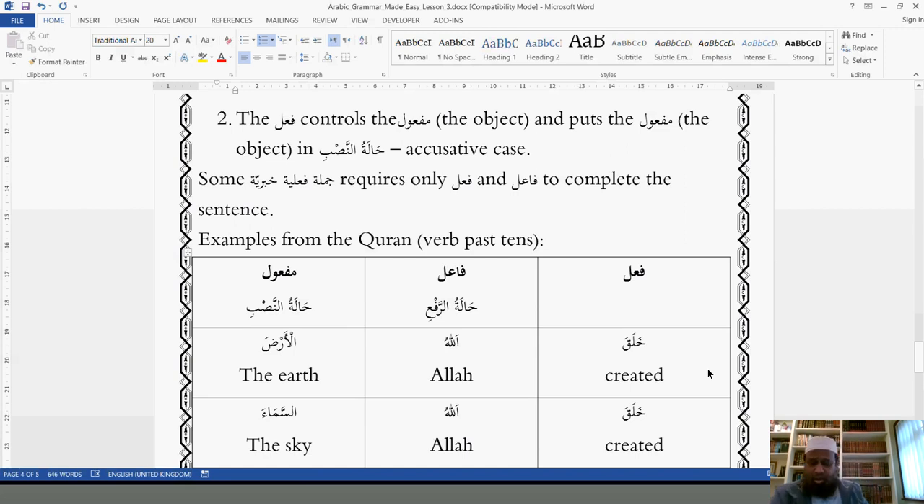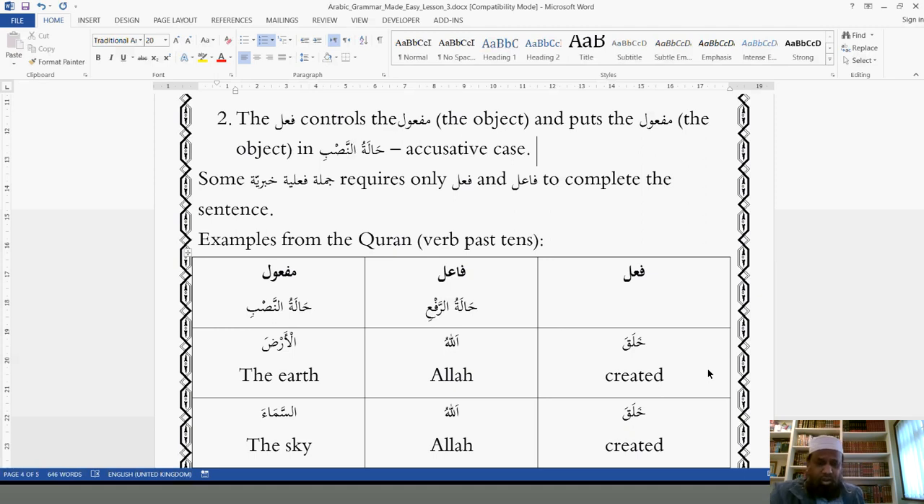We start with the fi'l khalaqa. Then we need a doer. So let's make the lafz Allah the doer. And fa'il is in halatul rafa. So it will be Allahu. We need an object which is maf'ul. And maf'ul is in halatul nasb, which is al-arda. So khalaqa Allahu al-arda. Lafz Allah, we can say dhamma, one dhamma in halatul rafa. And al-arda is maf'ul, halatul nasb, we see one fatha.